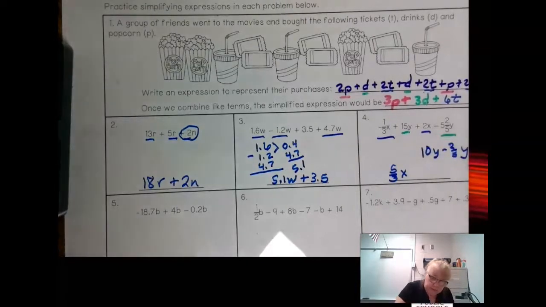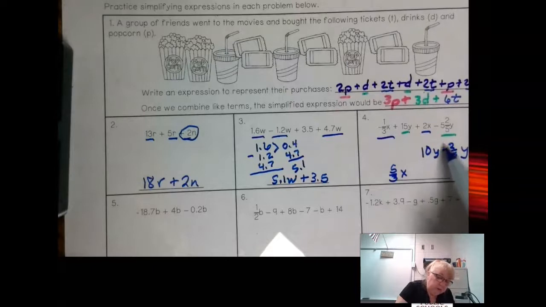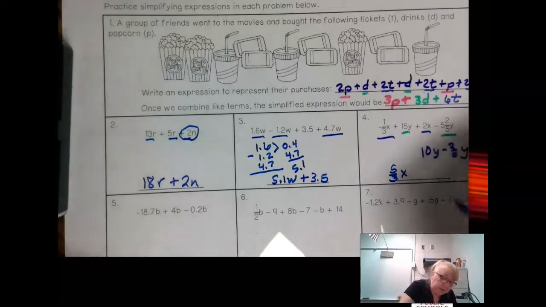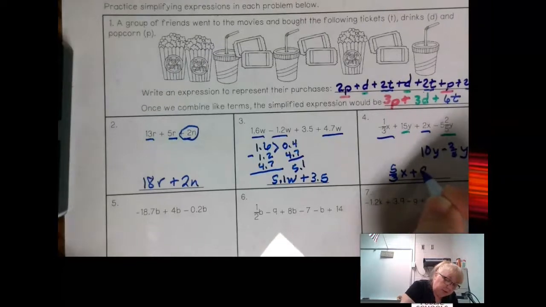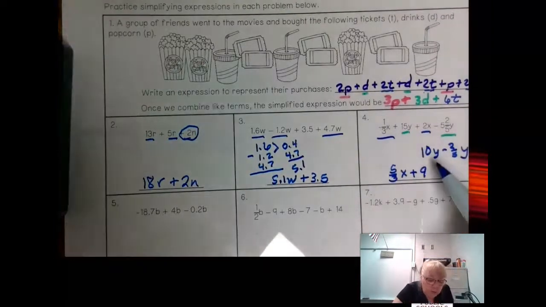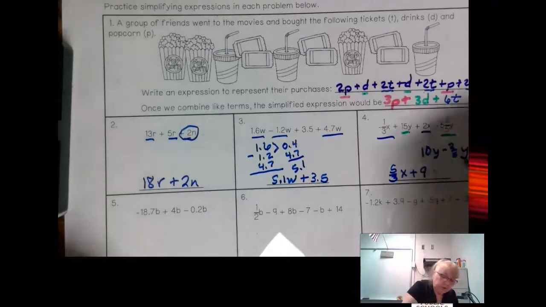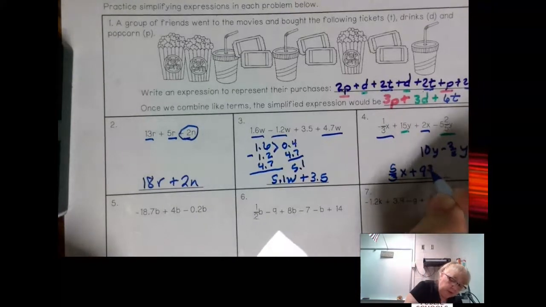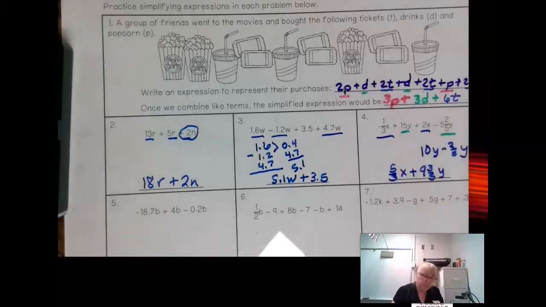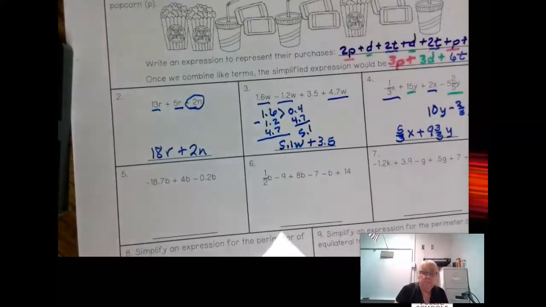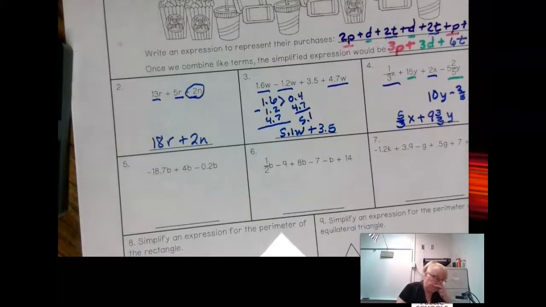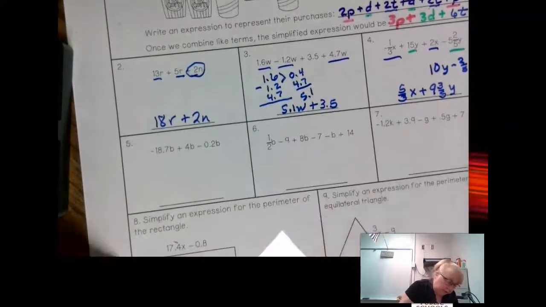But another way we could do it is we could say, well, this is less than 1 whole. So if I just take 1 away from the 10, I get 9. So let me say plus 9. And then I take 1 minus 2/5. Well, that would be 5/5. 5 minus 2 is 3/5. So I could just say 9 3/5 y. Don't forget your variable. Okay, and the others work the same way.